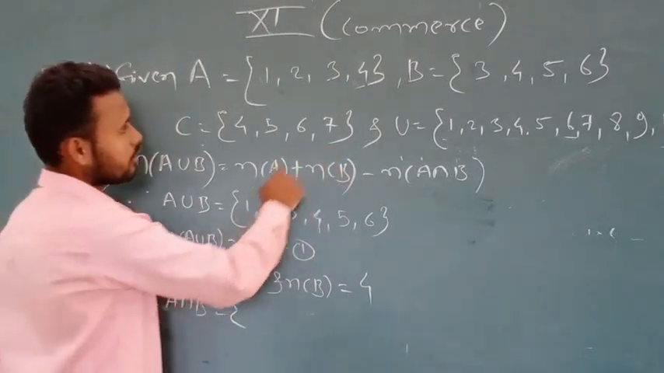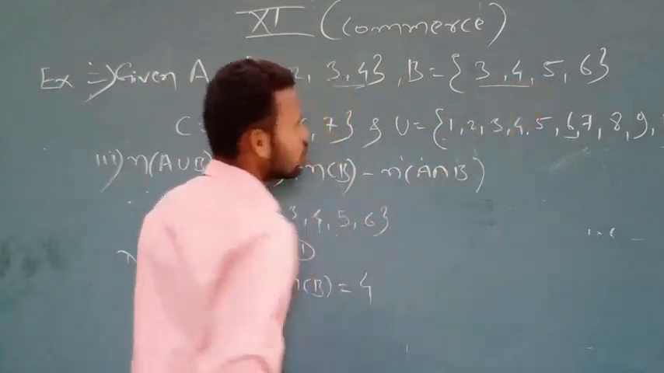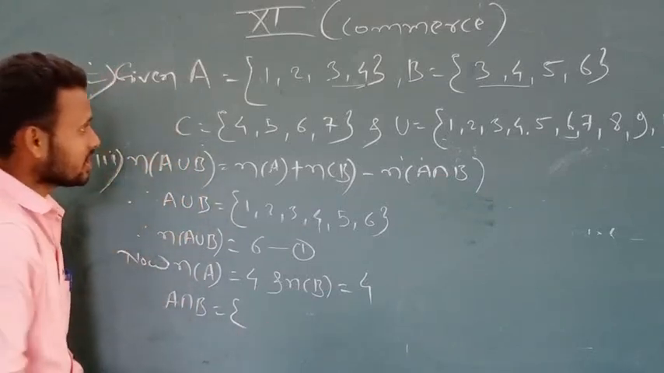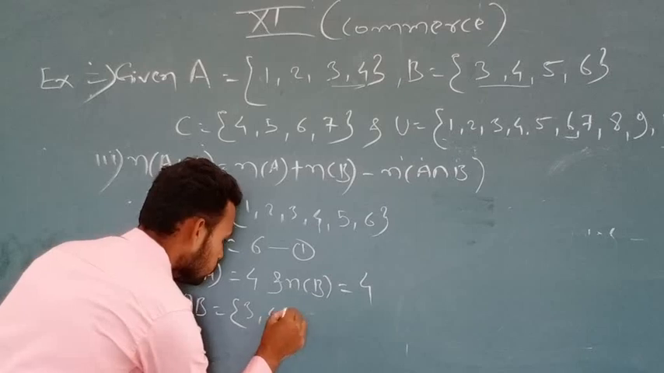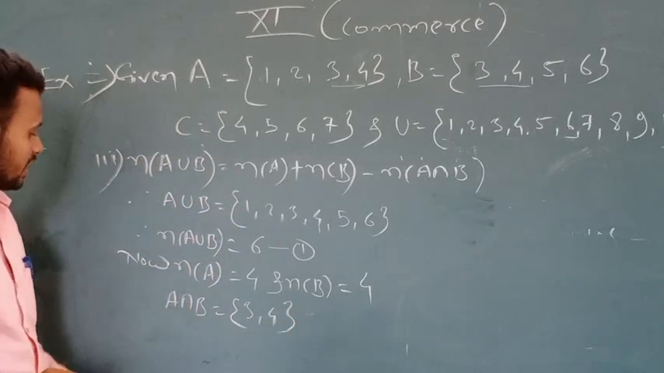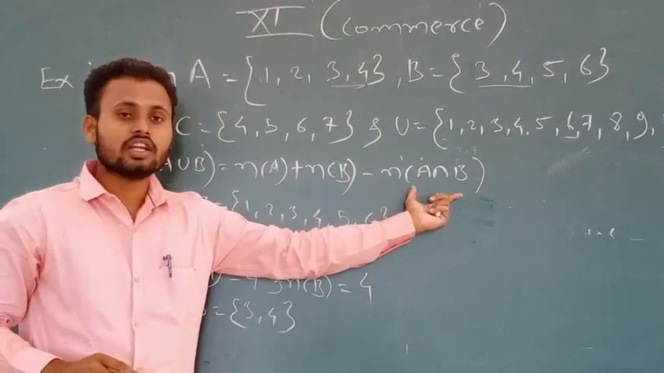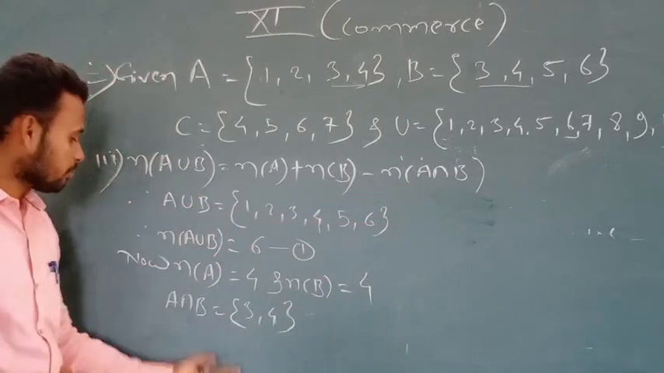A intersection with B: the common elements are 3 and 4. These are the only common elements in sets A and B. Therefore, the intersection contains the elements 3 and 4. Now we apply n, the number of elements of that set, or the cardinality of that set.